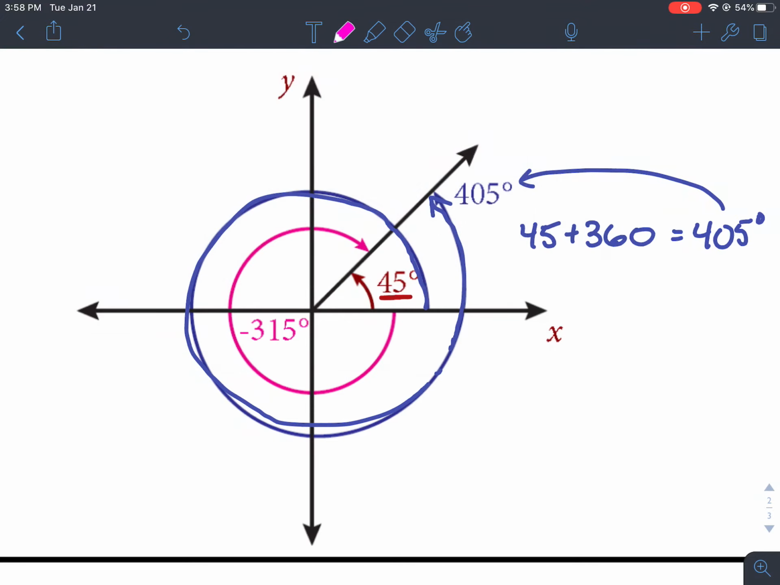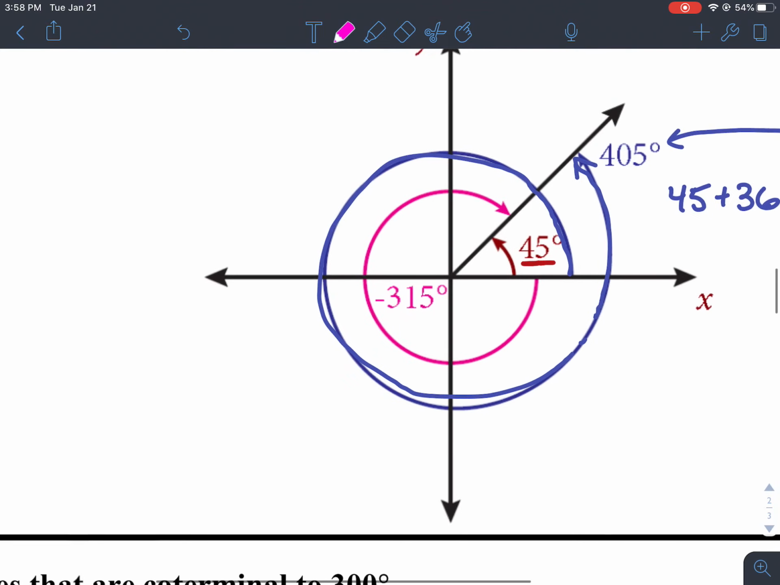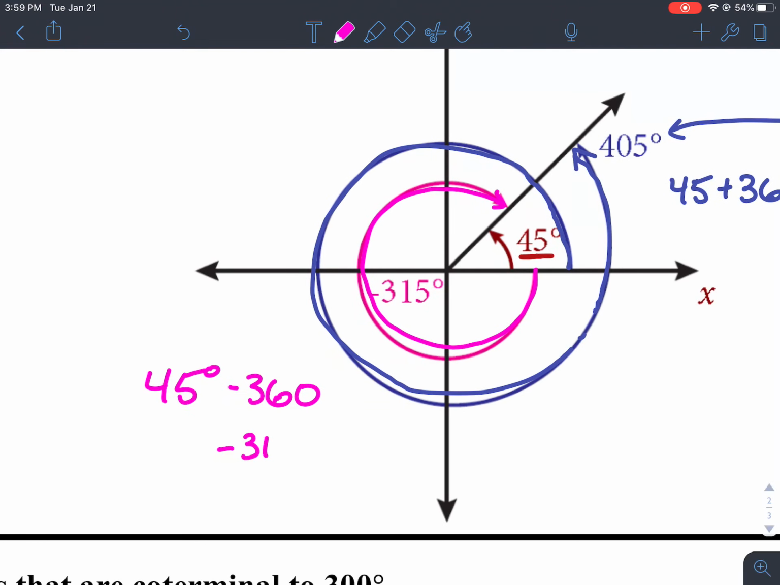Likewise, in order to get this negative 315 we see here, that's just starting at the 45-degree angle, but now we're going to rotate or go the opposite direction to get to the same location 45 is at. So we're subtracting a full circle of 360, and that comes out to be negative 315. So in a nutshell, we can find coterminal angles by adding 360 or adding 360 multiple times or subtracting 360 from a given angle.